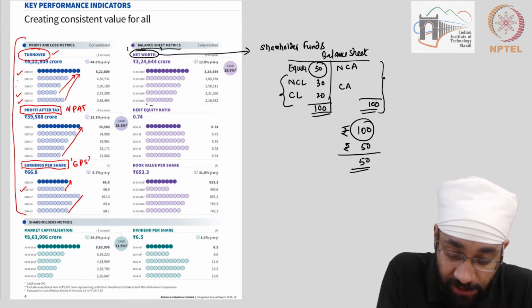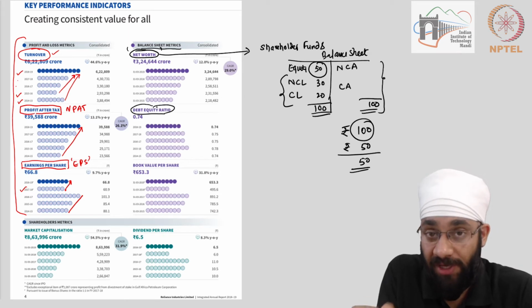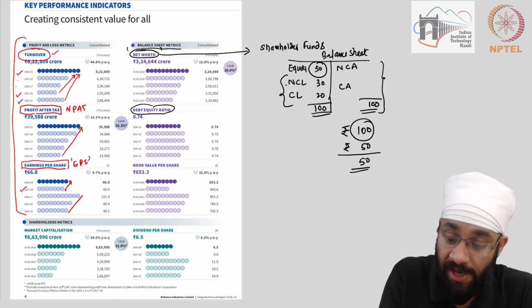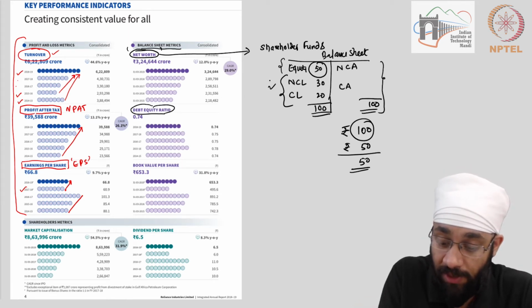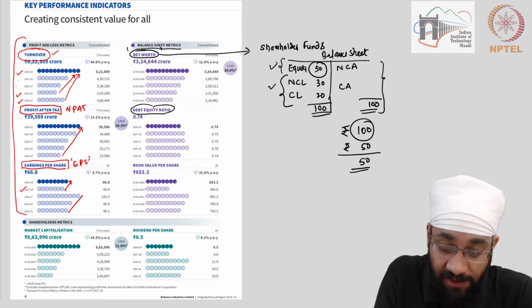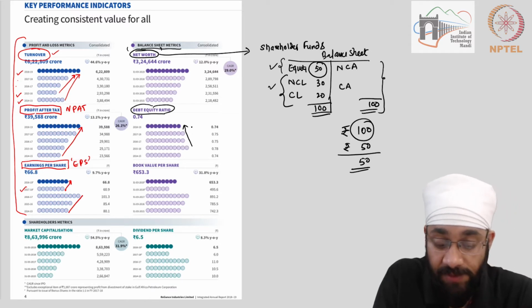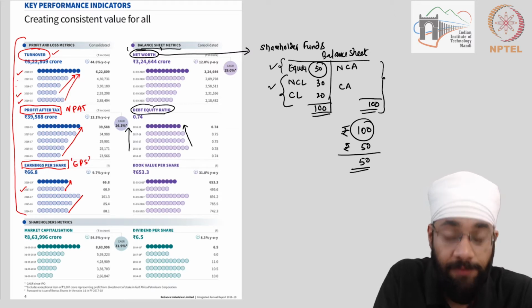Next up is debt to equity ratio. Well, you very well know what debt is and what equity is. Debt to equity ratio is the ratio between this and this number, external liabilities and the internal liabilities. And for this company, this ratio has been going down year on year.